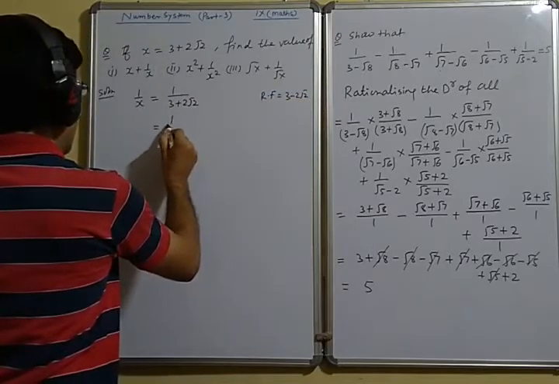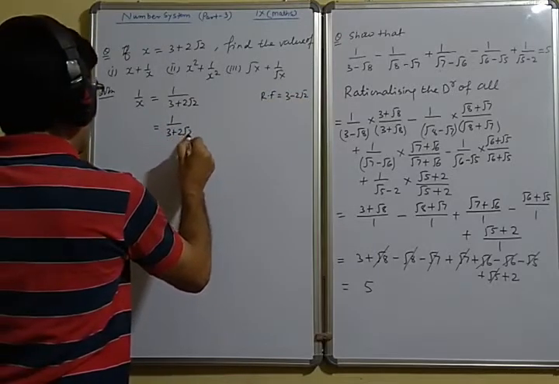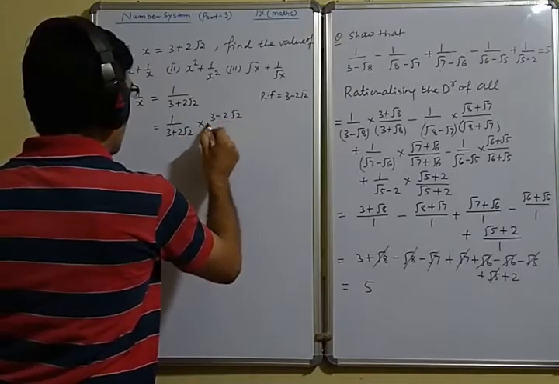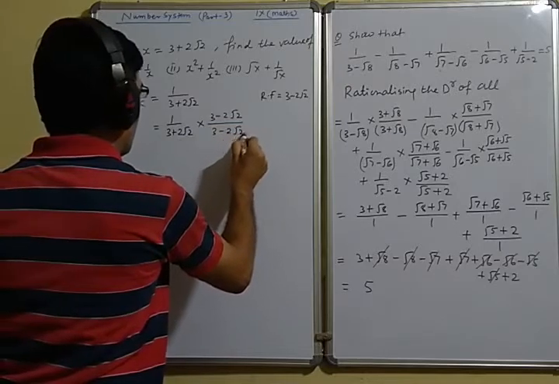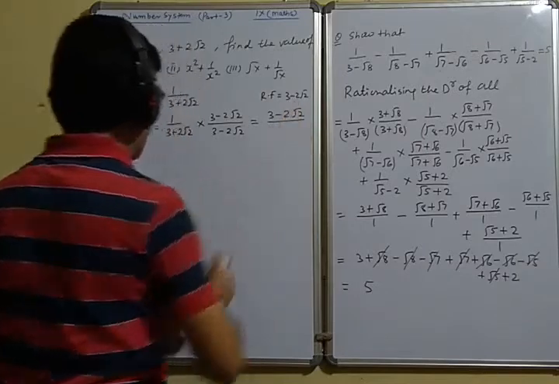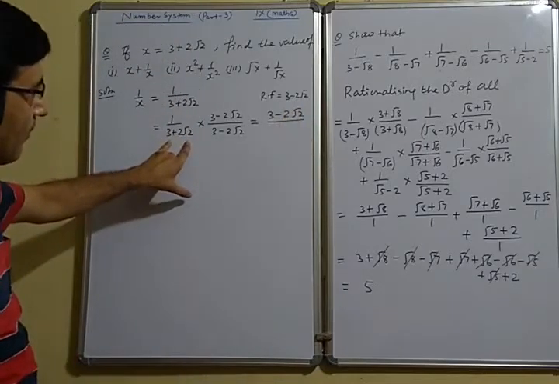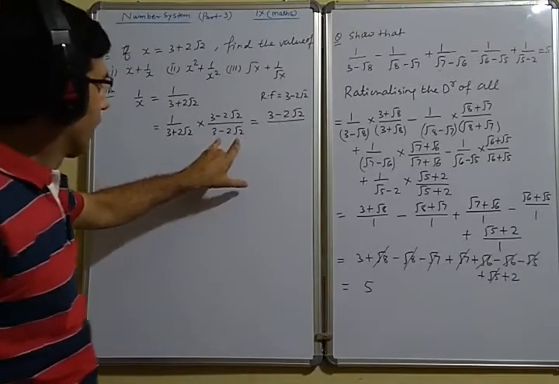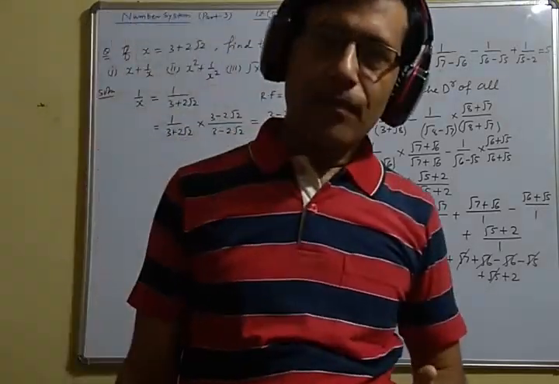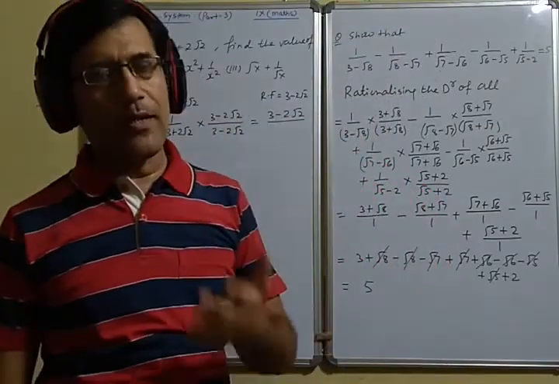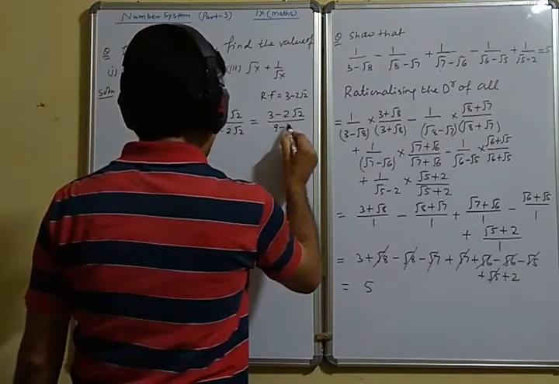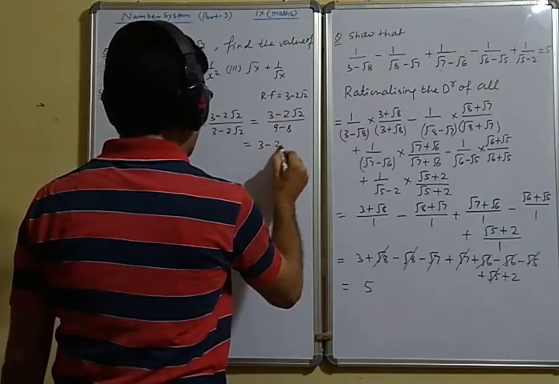So this can be written as 1 upon 3 plus 2 root 2 multiplied by 3 minus 2 root 2 over 3 minus 2 root 2. So this becomes 3 minus 2 root 2, and in the denominator a plus b form, a minus b form. So this becomes a square minus b square. 3 square is 9 and 2 root 2 square is 8. So it becomes 9 minus 8. So we'll get 3 minus 2 root 2.